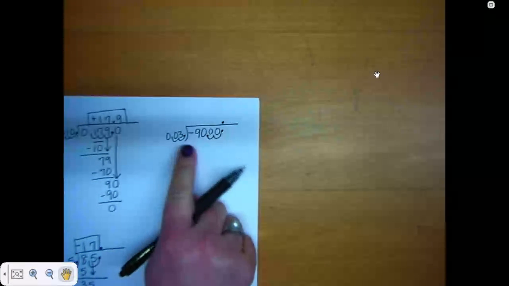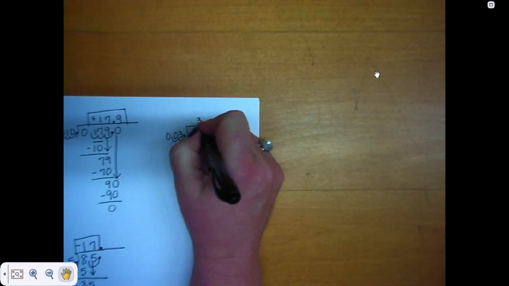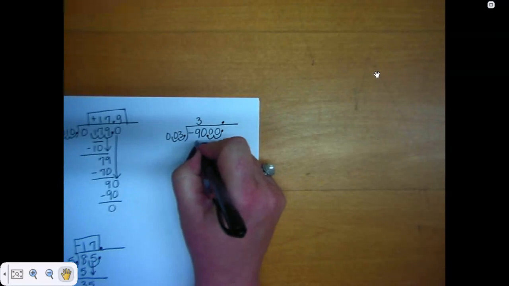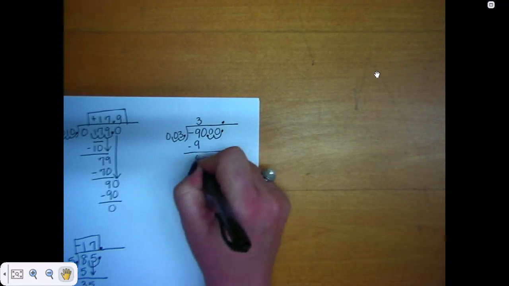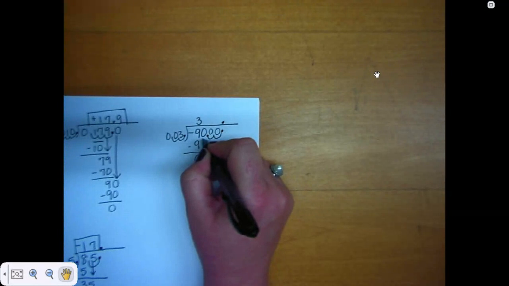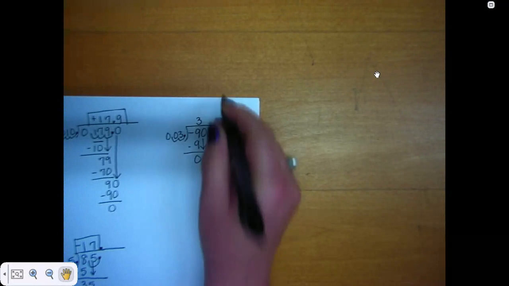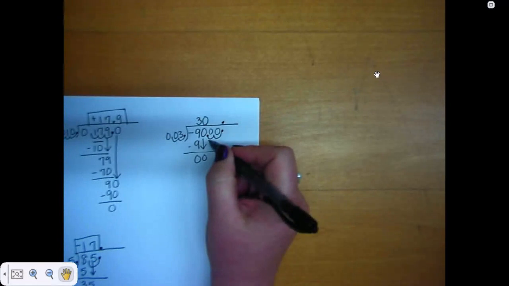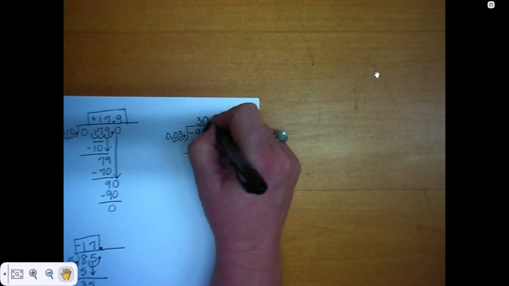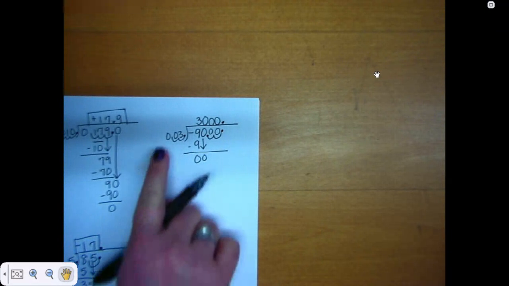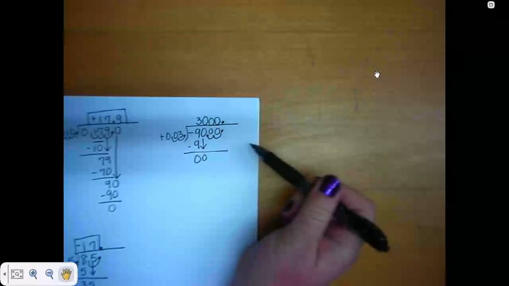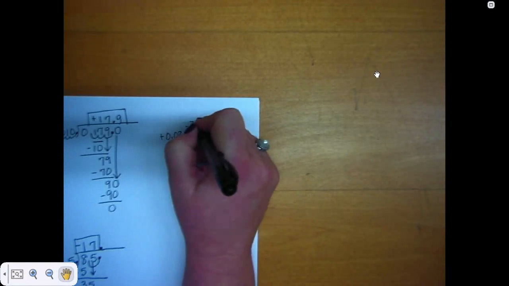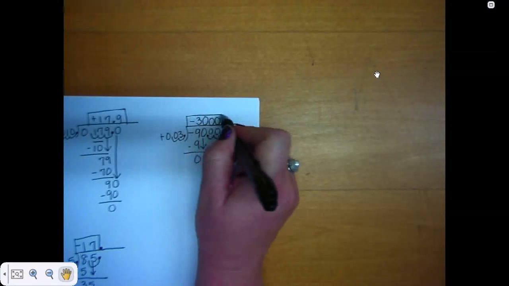So now 3 will go into 9 3 times. 3 times 3 is 9. We subtract and we get 0. 3 will go into 0 times. So we could keep going with this, but since these are all zeros, your answer is actually going to be 3,000. But don't forget to come back. This is positive, this is negative, and when we divide, if they're different, that means the answer is negative. So your answer here is actually negative 3,000.